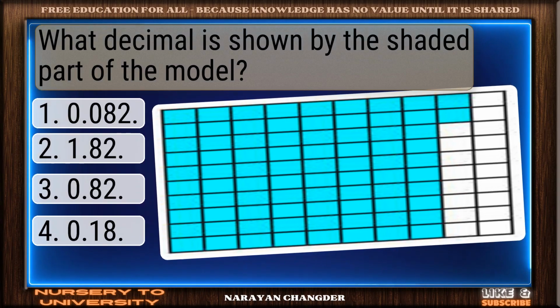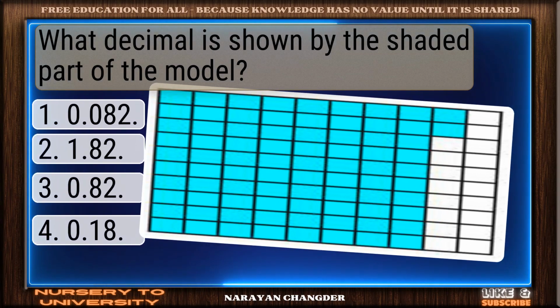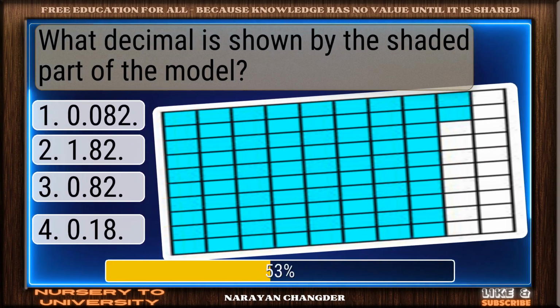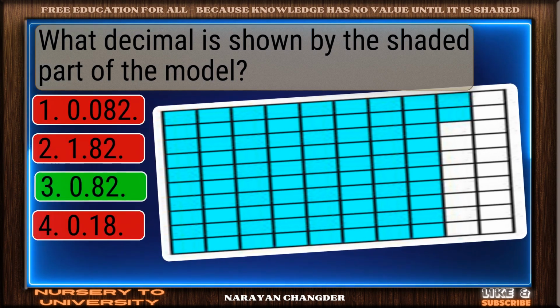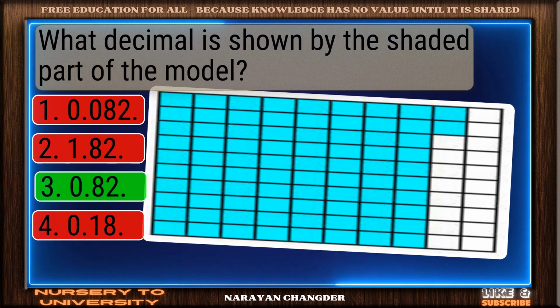What decimal is shown by the shaded part of the model? Bravo, 0.82 is the answer.